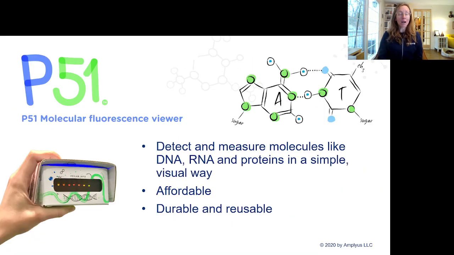We're going to be able to watch along as that happens using this device, the P51 molecular fluorescence viewer. This is an affordable and durable piece of hardware that MiniPCR Bio makes, and it's a way that you can detect fluorescence from biomolecules like DNA, RNA, and proteins in samples in a simple visual way.